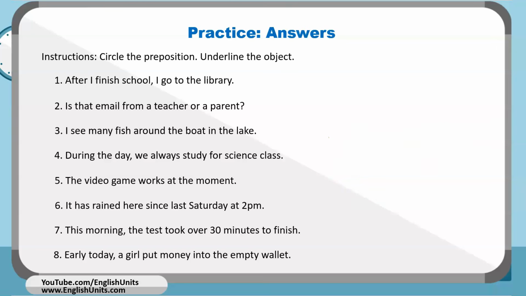Look at sentence 1. After I finish school, I go to the library. This sentence has one preposition. What is it? That preposition is to, and what is the object? The object of this preposition is the noun library.